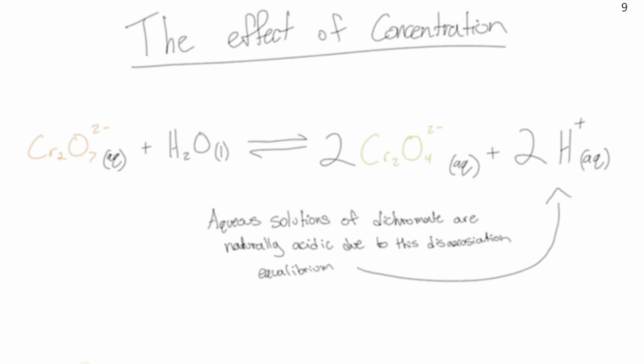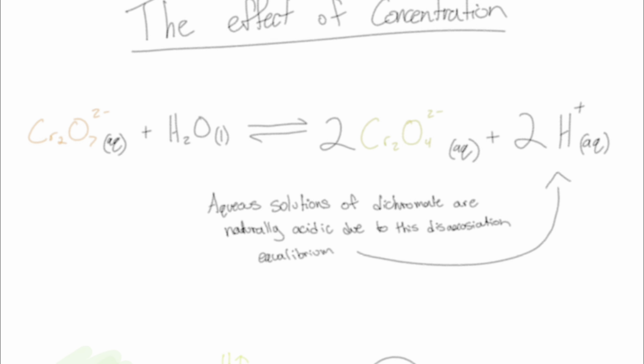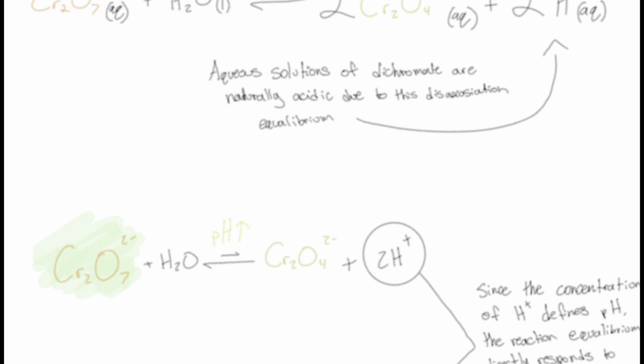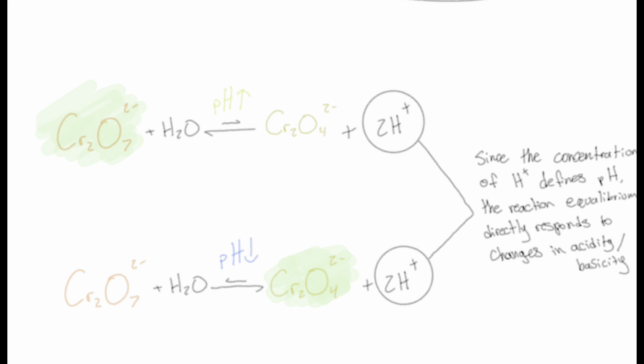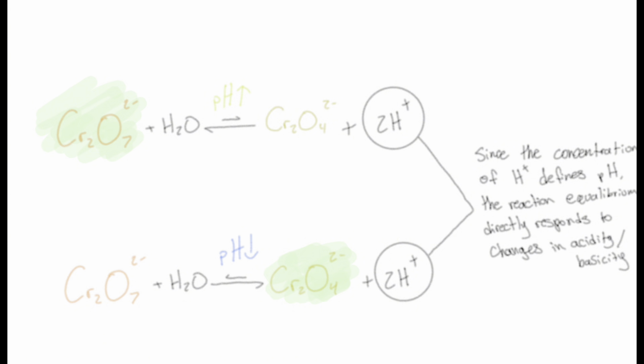Finally, let's look at the effect that concentration has on an equilibrium system. Chromate and dichromate ions exist in equilibrium with each other in aqueous solution, and their relative concentrations depend primarily on pH. Since H+ appears on only one side of the equation, we can alter the dominant species present in solution by adding acid or base to a solution of these two ions.